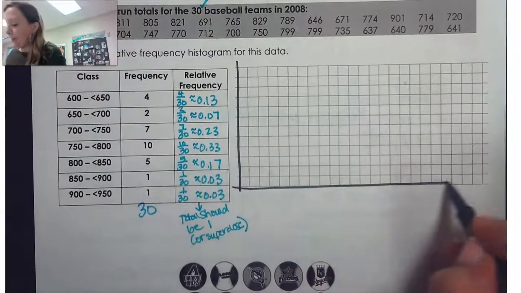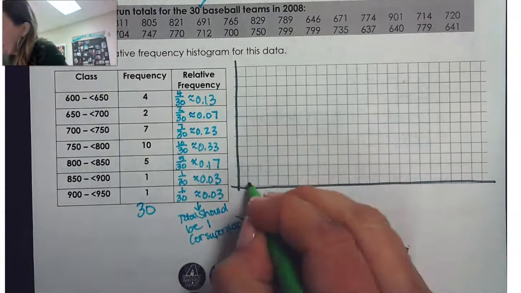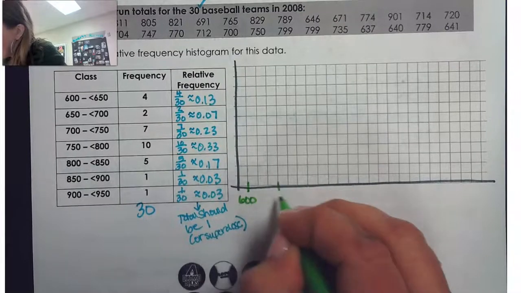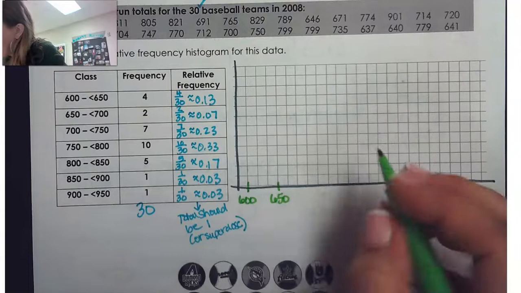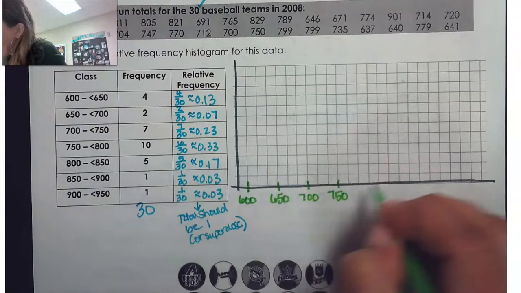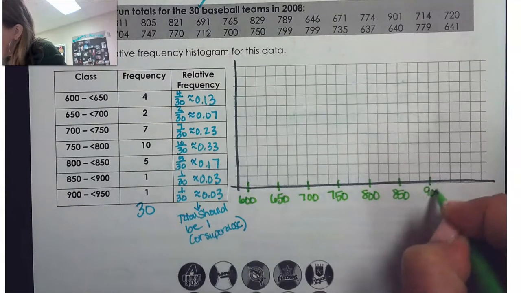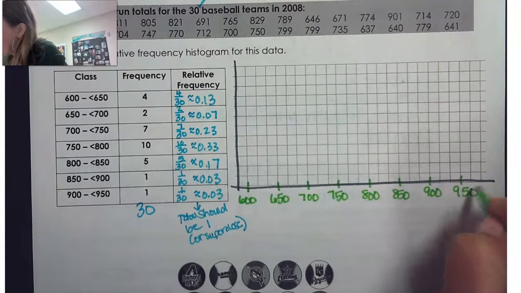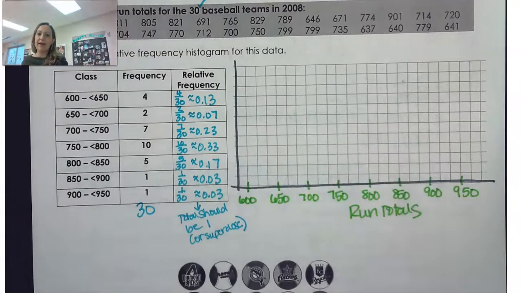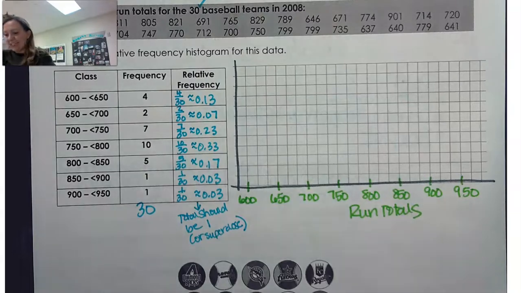Our step 4 is going to be to set up our axes. Just like we did before, we can label it with our classes. So on our other one, we went by 3s, and then we just labeled each of our class boundaries here. These are still the run totals. We'll label that. And I didn't give you much room here on this side.